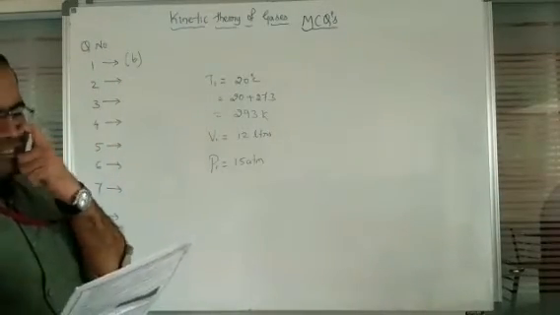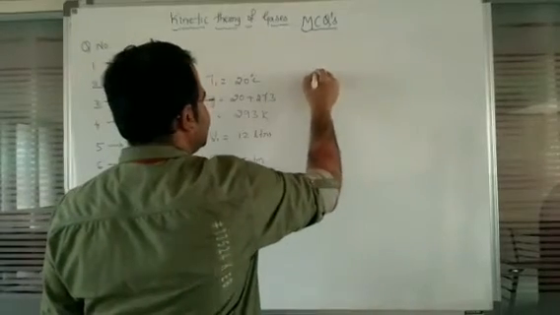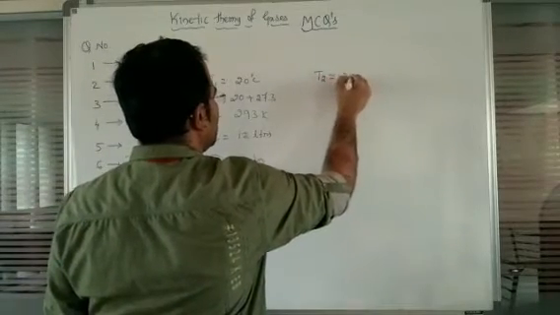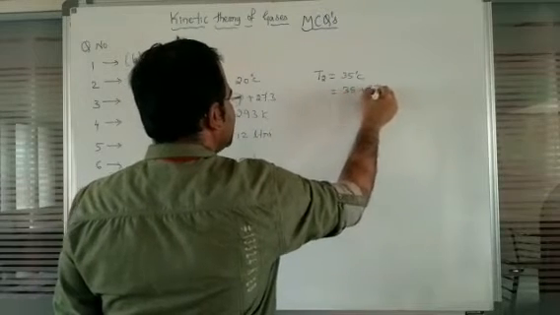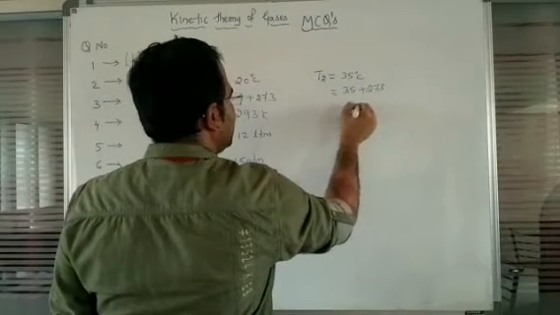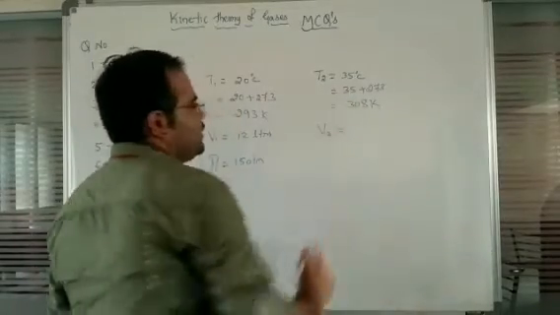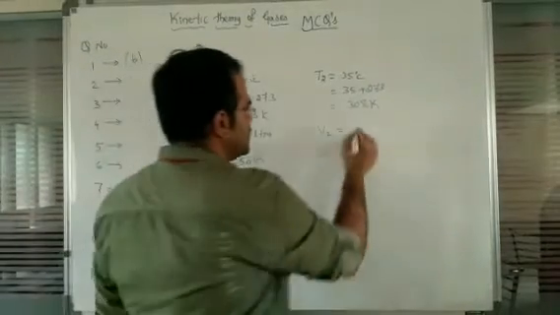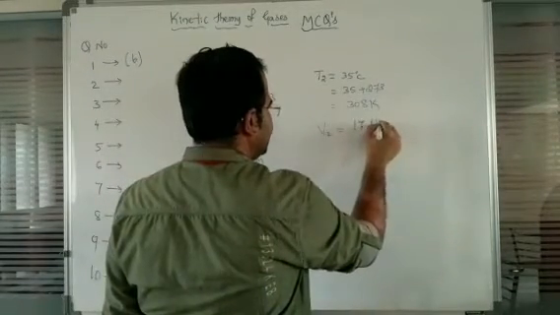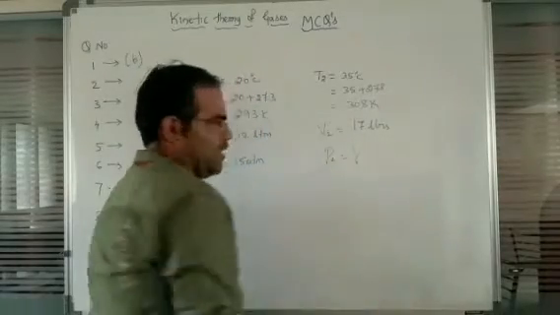Now, the temperature of the gas is raised to 35 degrees Celsius, so T2 is 35 degrees Celsius, that is 35 plus 273, which is 308 Kelvin. When the temperature increases, the volume becomes 17 liters. What about the P2 value?